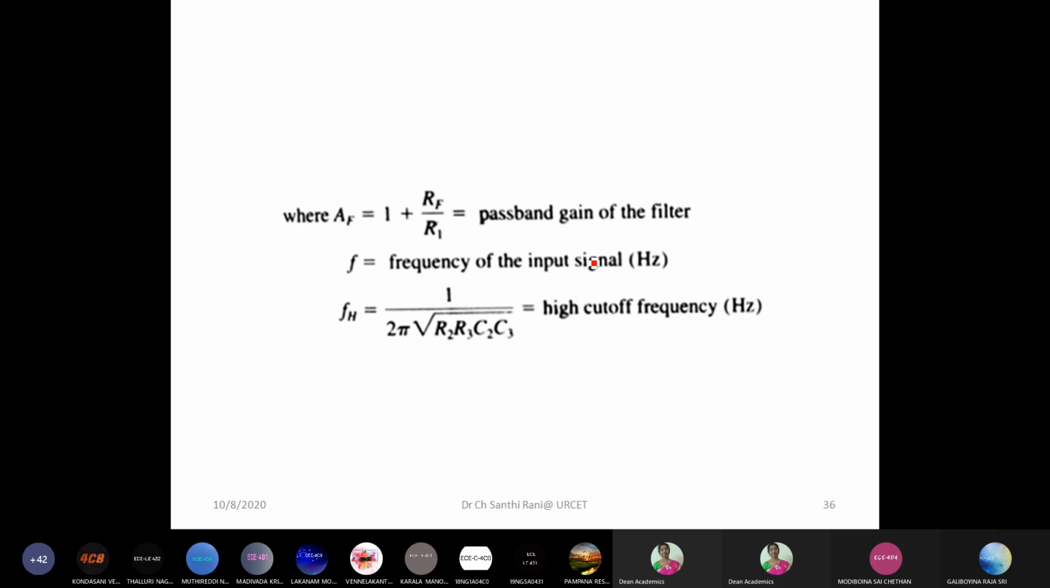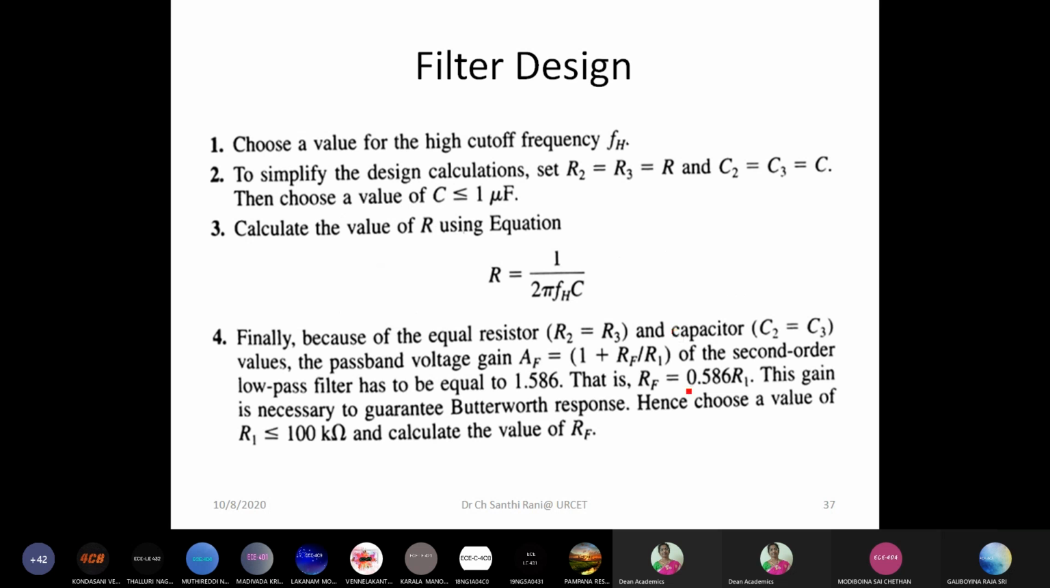F is the frequency of the input signal. FH is 1 by 2 pi square root of R2 R3 C2 C3, which is nothing but the high cutoff frequency, right? And again, the filter design procedure is also the same. Not only this filter, all the filters' design process is the same, right?